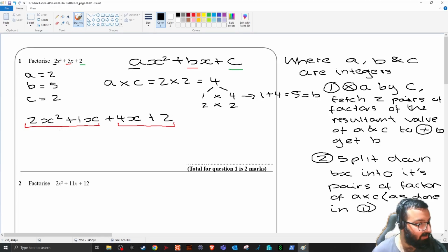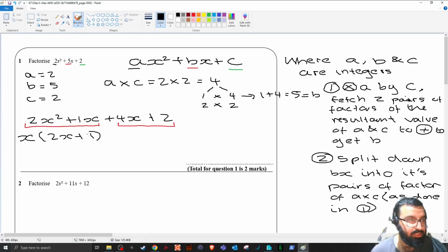Right? Now, as you guys can remember from the previous topic, when we were factorizing in a linear fashion, which is exactly what we're going to do here, we are going to factorize 2x squared plus x and 4x plus 2. So obviously, as we know from the previous topics, to factorize 2x squared plus x, the common factor that goes on the outside is going to be x, brackets 2x plus 1.